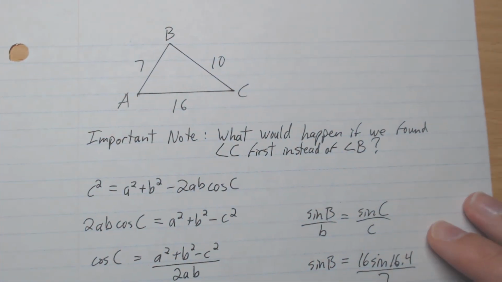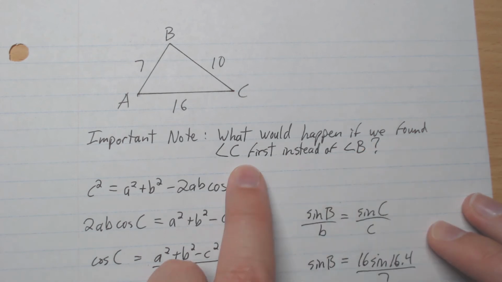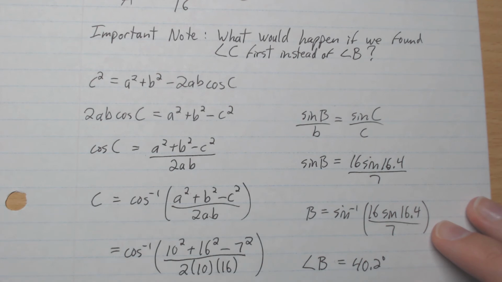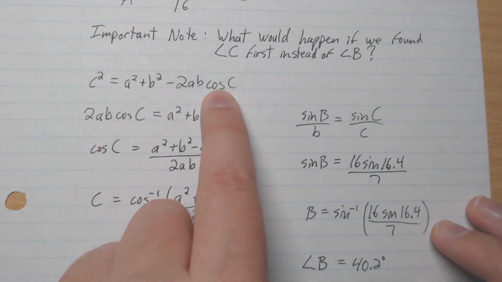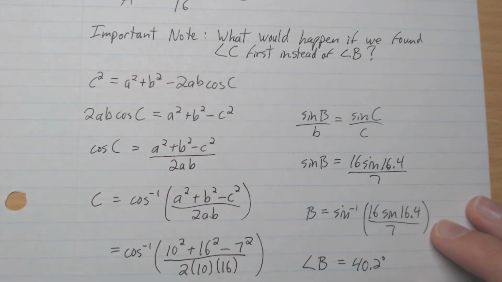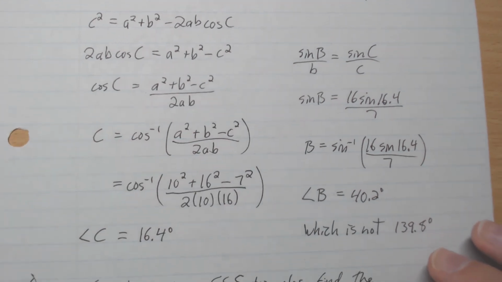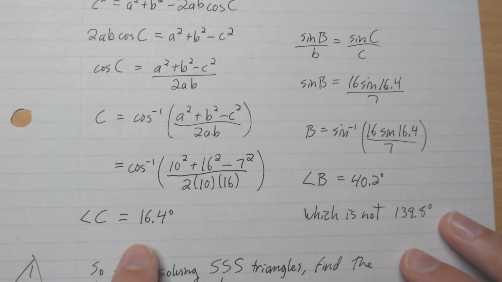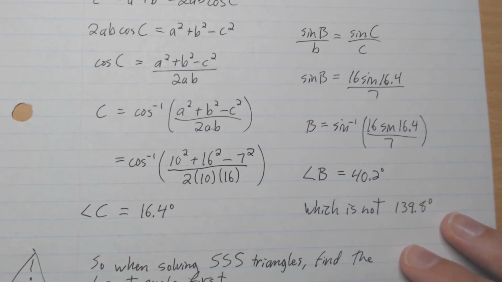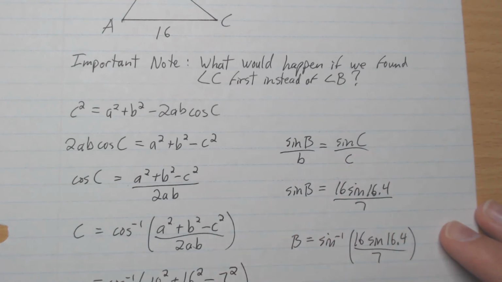Okay, just an important note here. What would happen if we found angle C first instead of B? Right, so we have our relationship here. Move this on the other side, minus B squared the other side, divide by 2AB to both sides, cos inverse to both sides, plug in the values that we know, angle C 16.4. So we have that 16.4 for our angle C here.